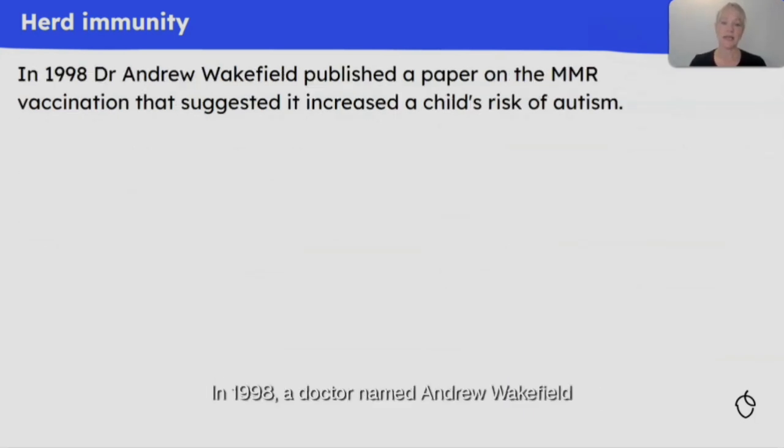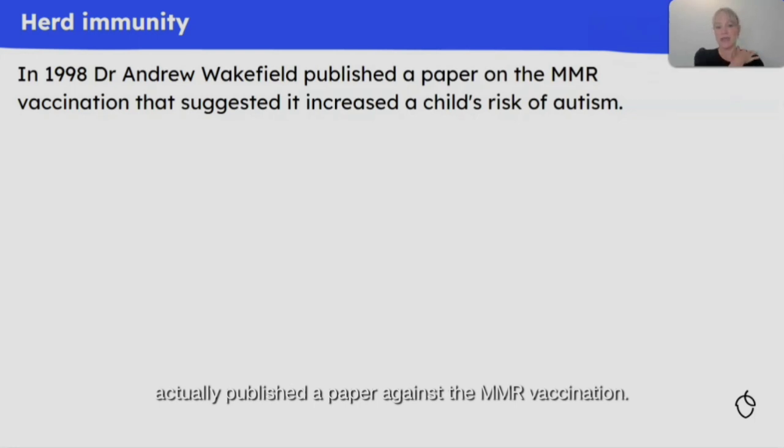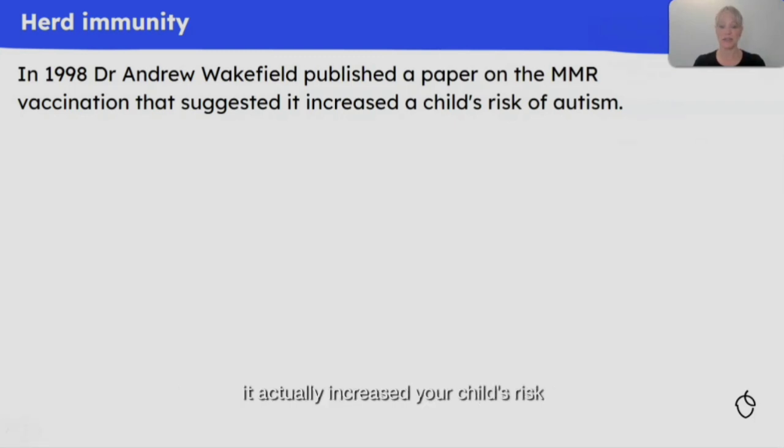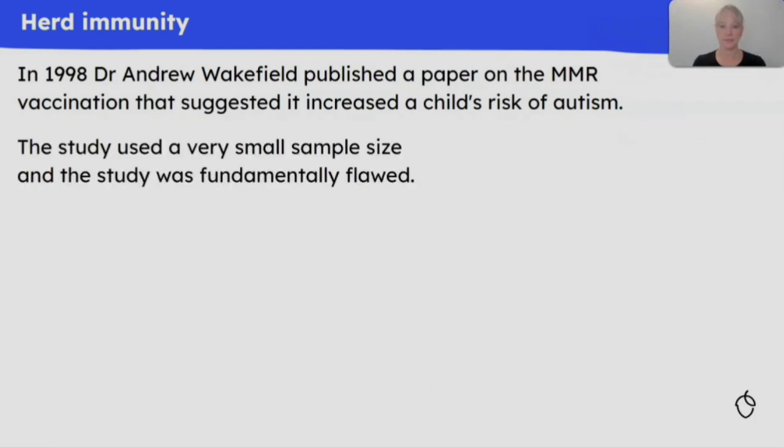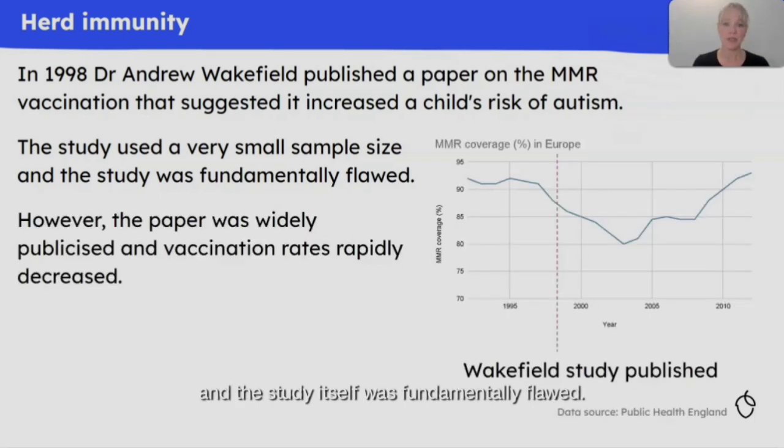In 1998, a doctor named Andrew Wakefield actually published a paper against the MMR vaccination. He linked it, or suggested that by having the vaccination, it actually increased your child's risk of developing autism. Now, he actually used a really small number of individuals for this study, and the study itself was fundamentally flawed. So it wasn't an accurate representation of our population.